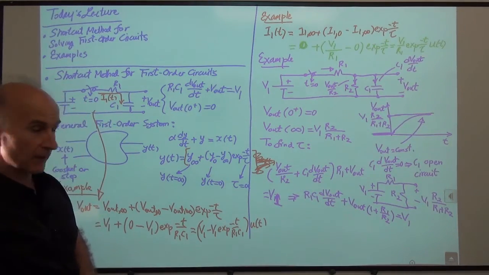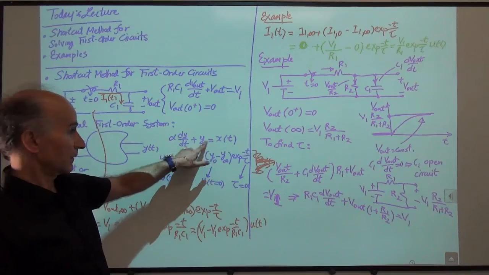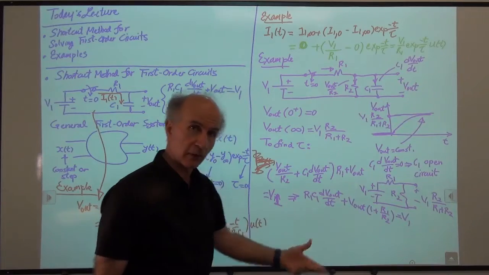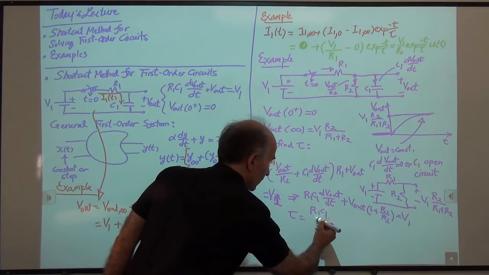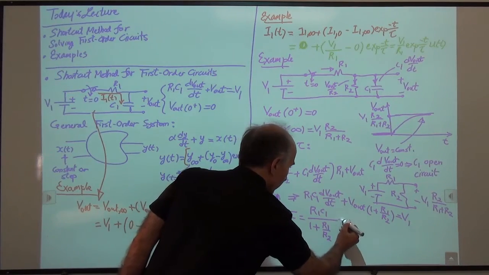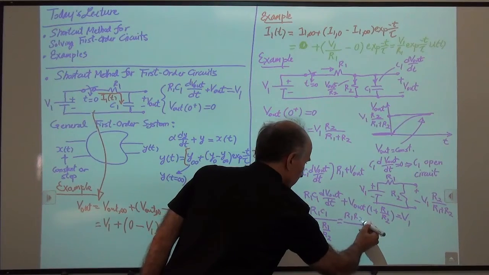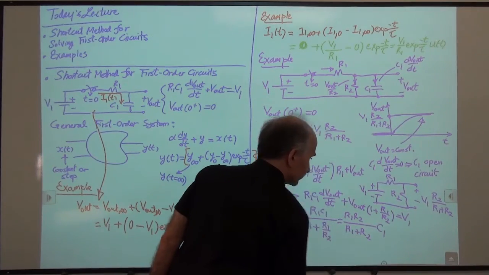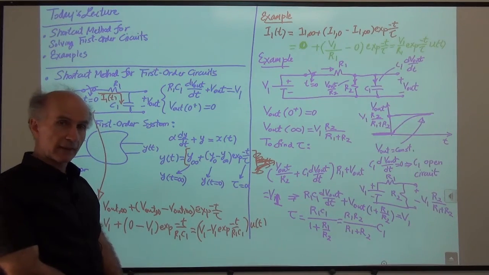I still have to go one step further because the coefficient of this unknown has to become 1, right, to satisfy this situation. So that just means that I have to divide by this, right, to find the time constant. So the time constant is equal to R1C1 over 1 plus R1 over R2. And that is equal to R1 R2 over R1 plus R2 times C1. So I have found the time constant of the circuit as well.